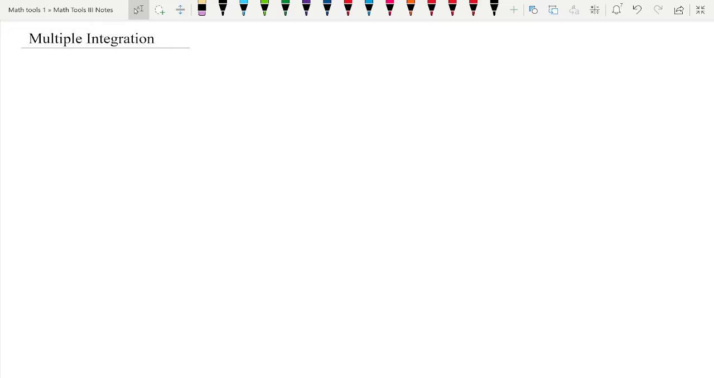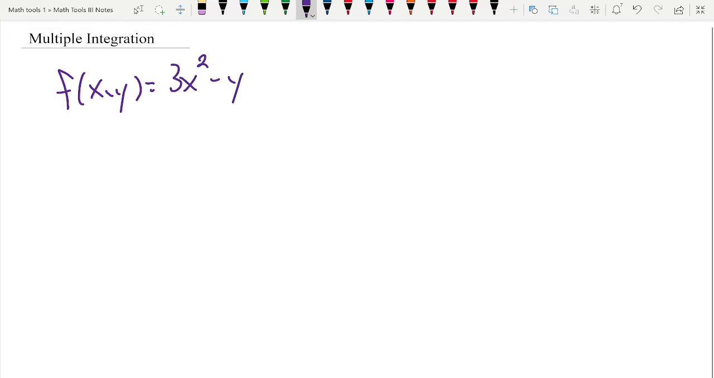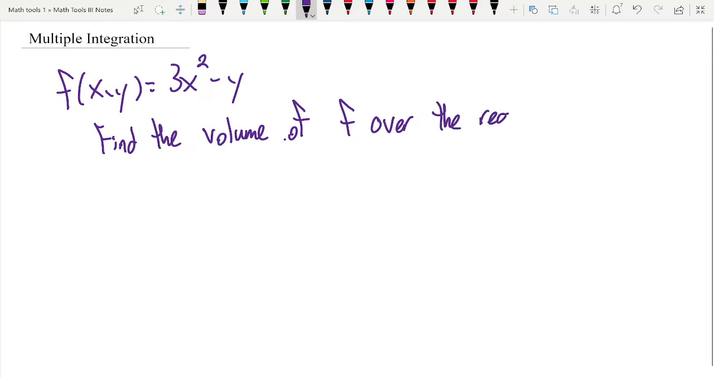Or actually, I think I would like to just start with an example, which is just that function we were just looking at. I didn't say what it was, but you might have noticed it. It was f of x, y equals 3x squared minus y. Now we want to find the volume of f over the region R equals [0, 2] cross [0, 2].